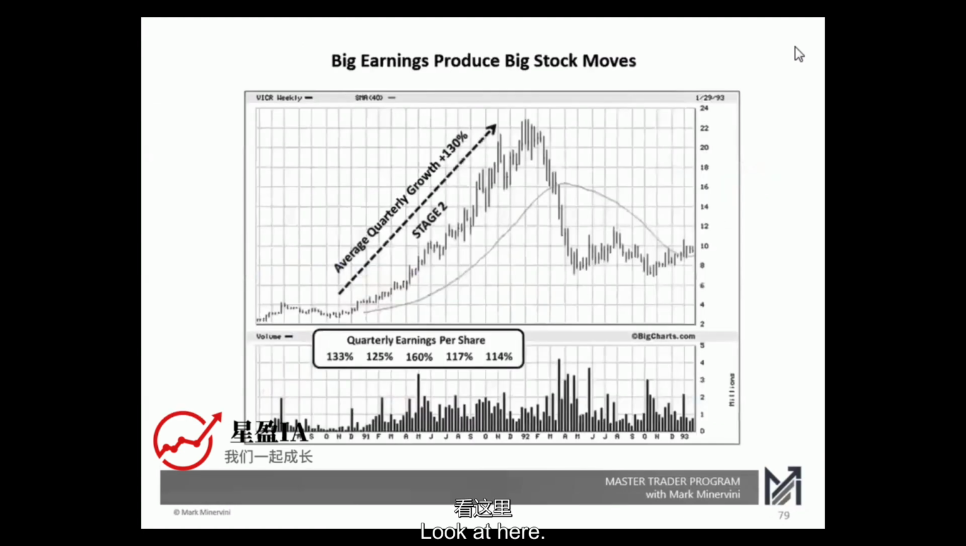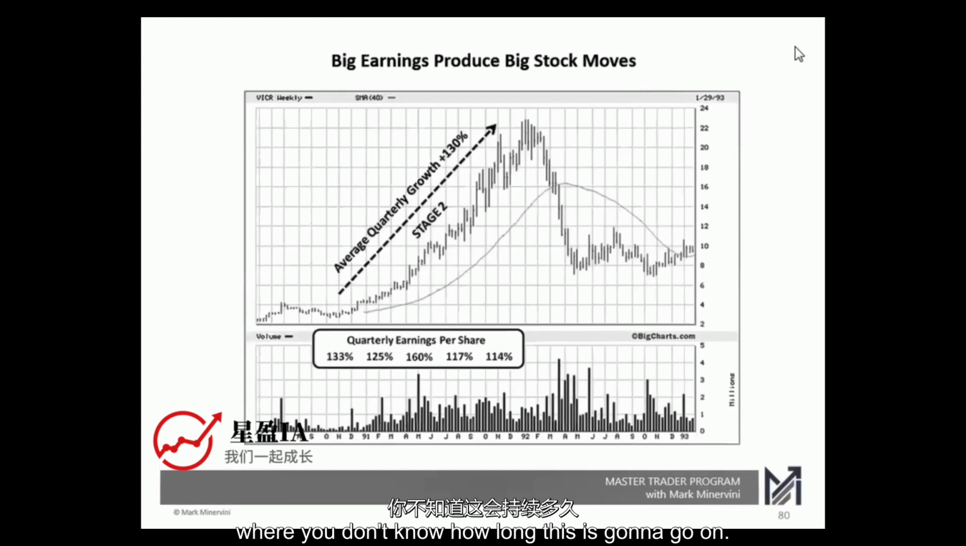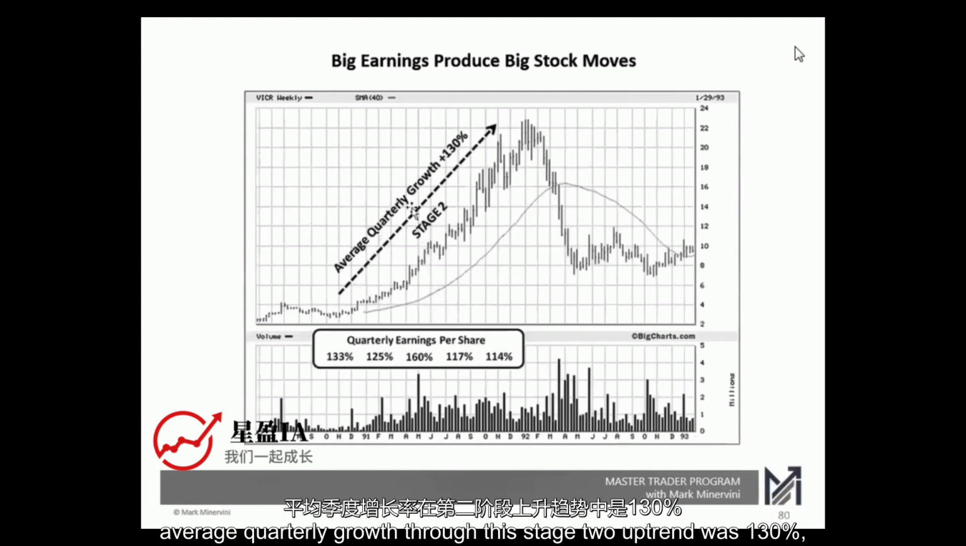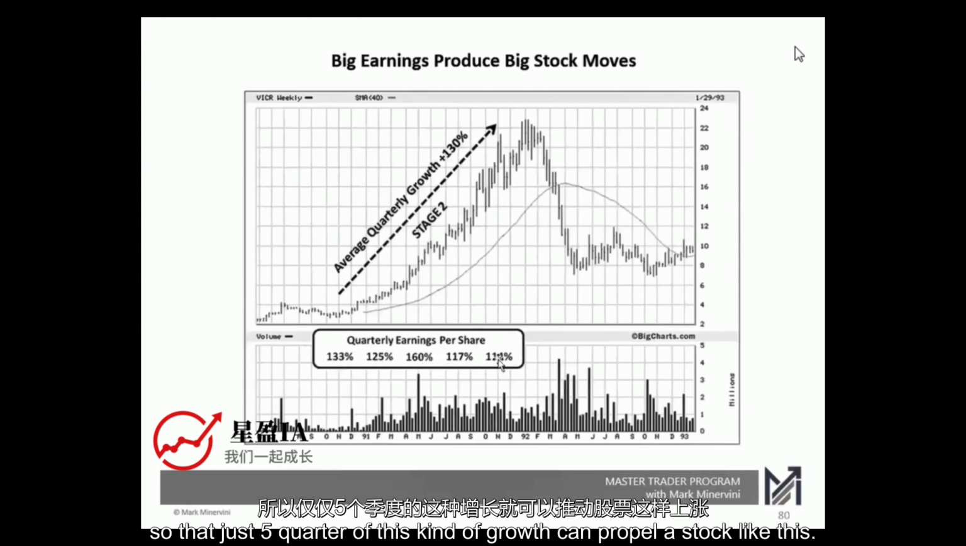Okay. Here's a couple other examples, and I'm showing these examples because I want you to see, going back to what we talked about earlier, that you don't know how long this is going to go on. Here's Vicor, the stock that I showed you I was in earlier. Average quarterly growth through this stage 2 uptrend was 130%. A huge number. And it went on for 1, 2, 3, 4, 5 quarters. So just 5 quarters of this kind of growth can propel a stock like this.